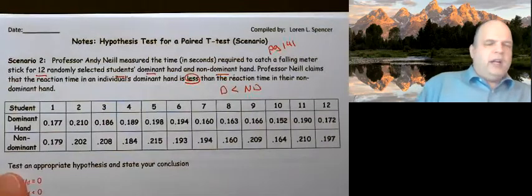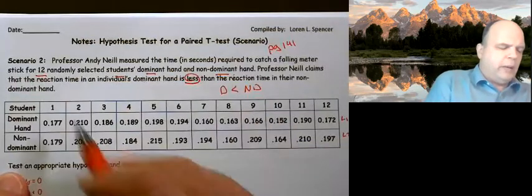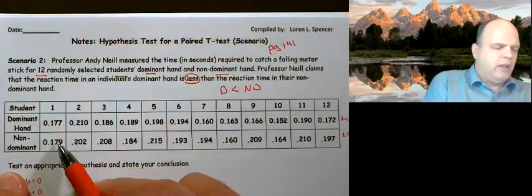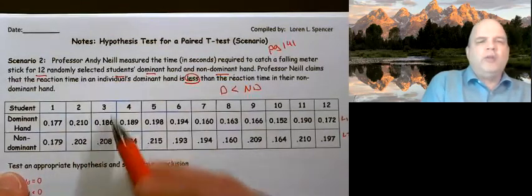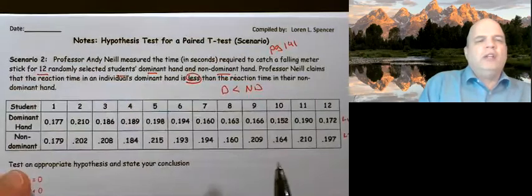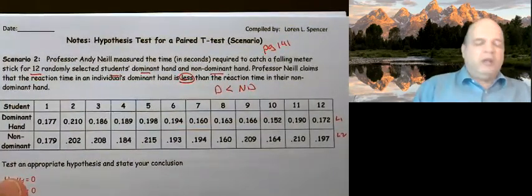So I have all the data, and I have two lists, and we have 12 individuals. So individual 1 for dominant hand was 0.177, non-dominant was 0.179. So for every single individual, we have two readings. This leads me to believe that since everyone was tested twice, we're working with a paired t-test.